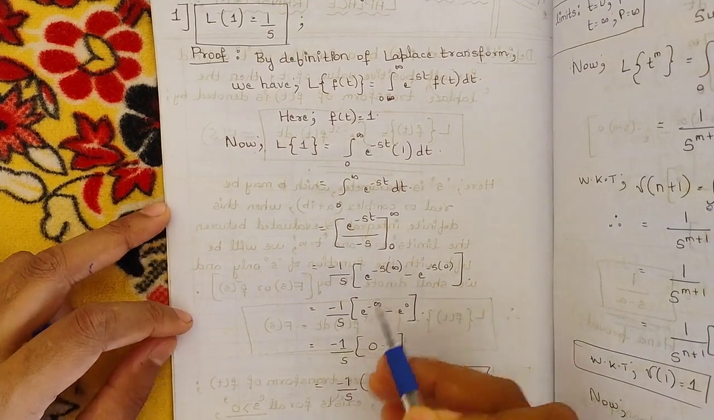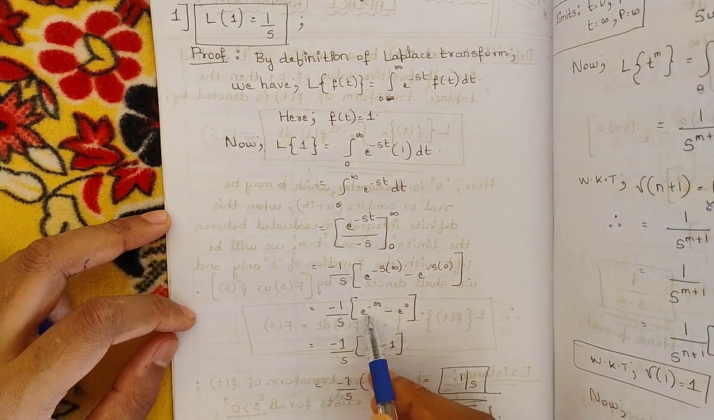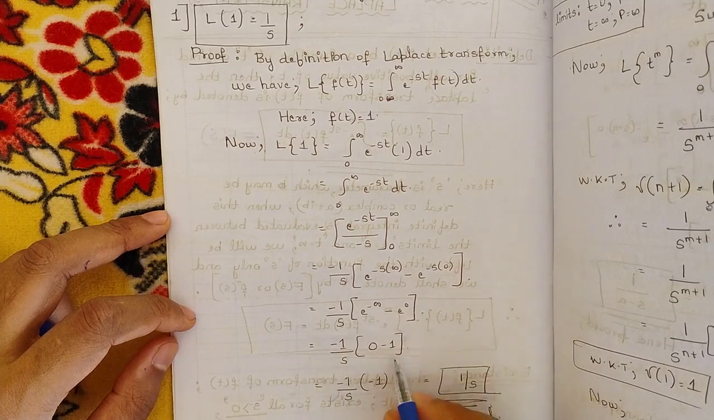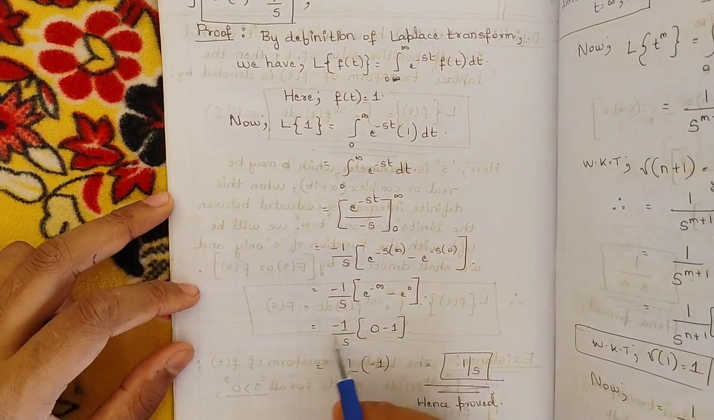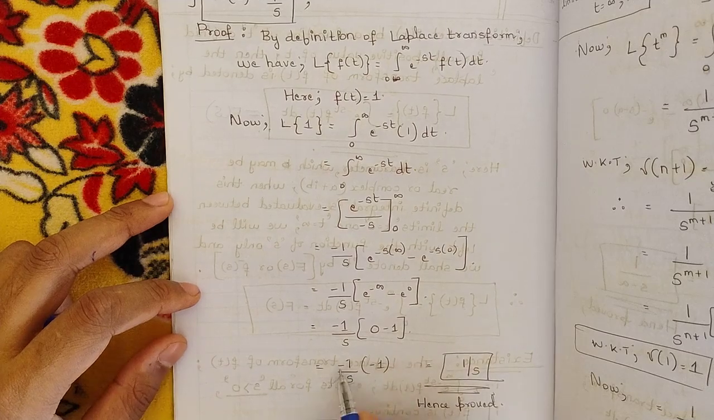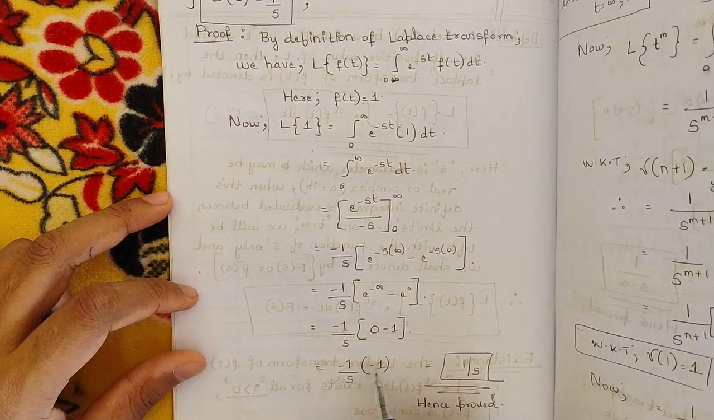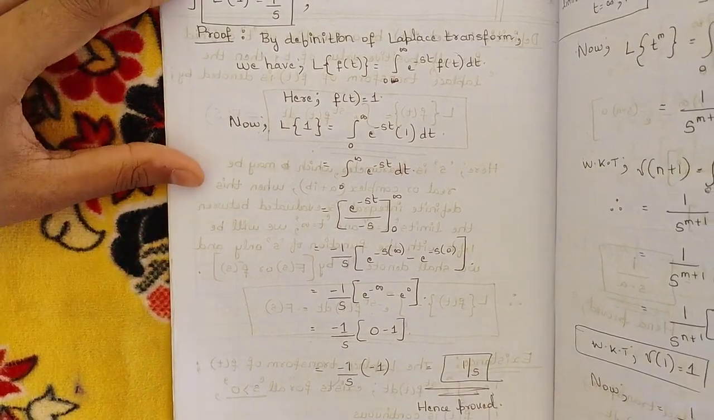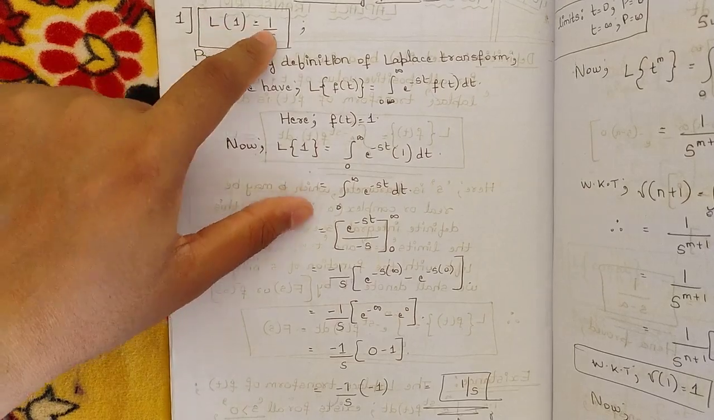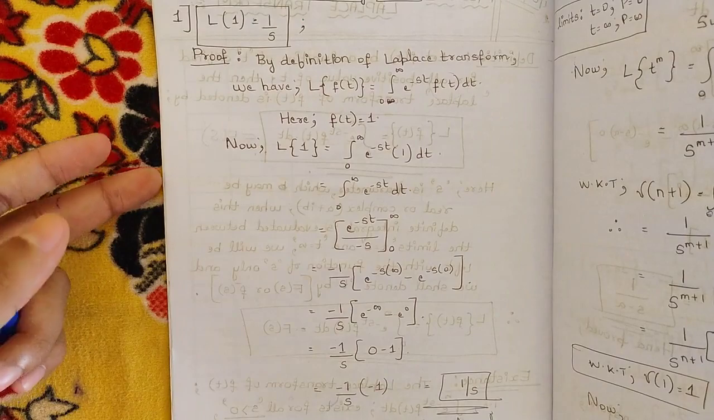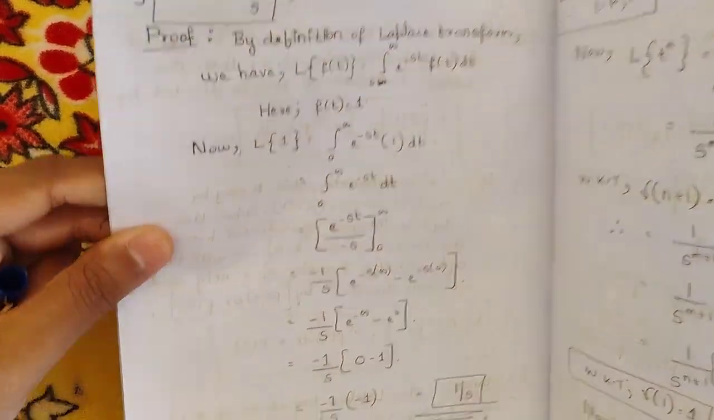Infinity into anything is infinity only, so we would be getting e to the power minus infinity minus e to the power 0. Anything to the power 0 is 1, and e to the power minus infinity is equal to 0. So minus 1 by s into 0 minus 1, that is minus 1 by s into minus 1. Minus into minus is plus, so we would be left with finally 1 by s. Hence we have proved that Laplace transform of 1 is equal to 1 by s by putting the definition of Laplace transform. So this was the first transform.